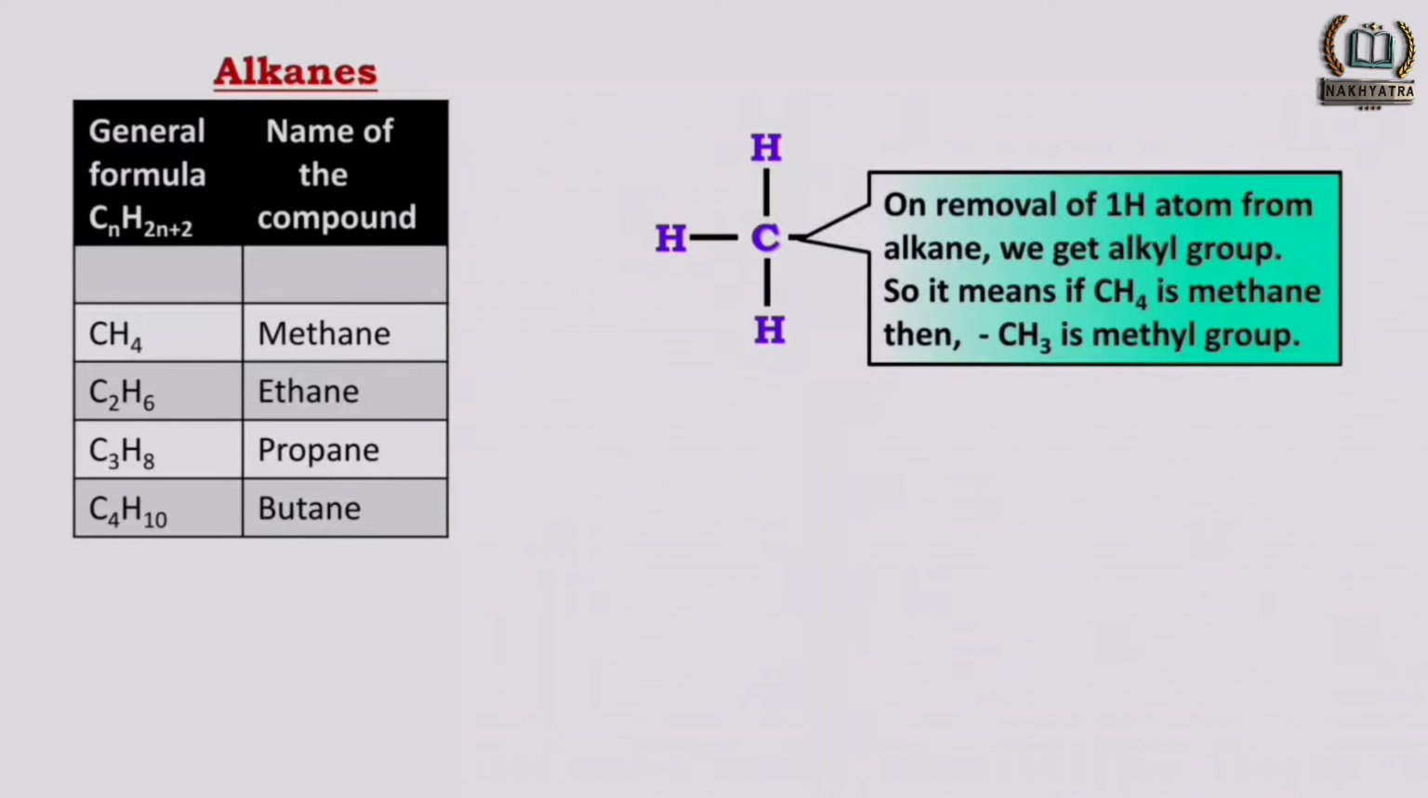So on removal of 1 hydrogen atom from alkane, we get alkyl group. So it means if CH4 is methane, then CH3 is methyl group. So here see, on removal of 1 hydrogen atom from the alkane, we call it alkyl group. So alkyl group means an alkane with 1 hydrogen missing. Is that clear? When 4 hydrogen atoms are present, it was methane, but here only 3 hydrogen atoms are present. So it is now methyl group. Clear everyone?